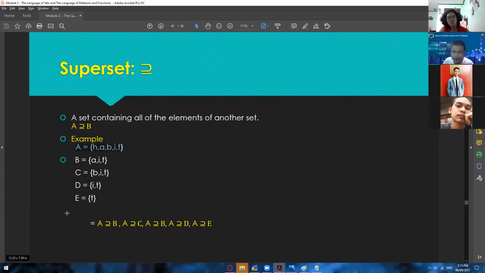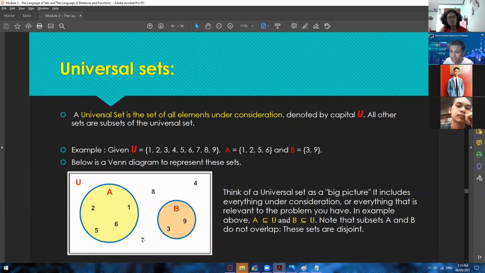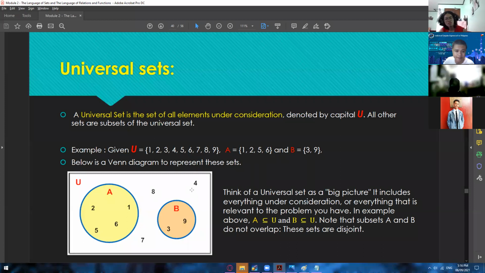7, 8, 4 are not subsets. No, they are not subsets. They are just elements inside of that universal set. Again, when we say subset, it must be inside of a set also, wherein 7 is just an element, 8 is just an element, the same with 4.